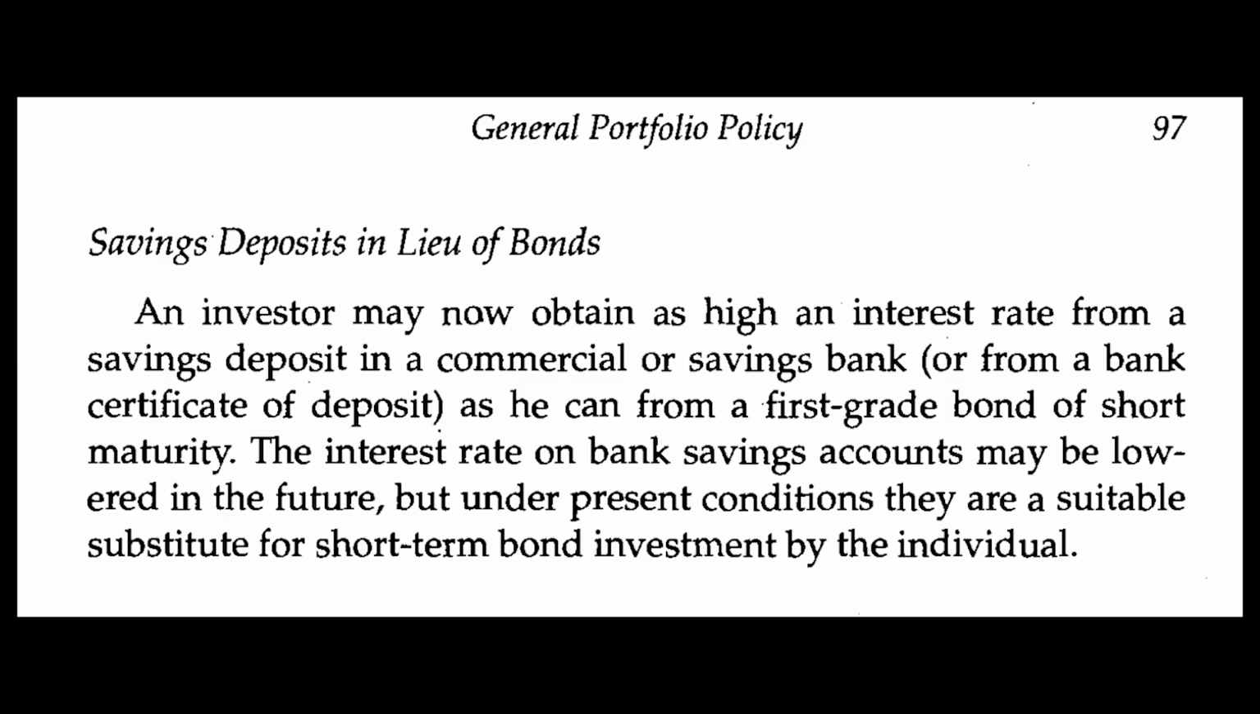The next important passage is on page 97. An investor may now obtain as high an interest rate from a savings deposit in a commercial or savings bank, or from a bank certificate of deposit, as he can from a first-grade bond of short maturity. The interest rate on bank savings accounts may be lowered in the future, but under present conditions, they are a suitable substitute for short-term bond investment by the individual.